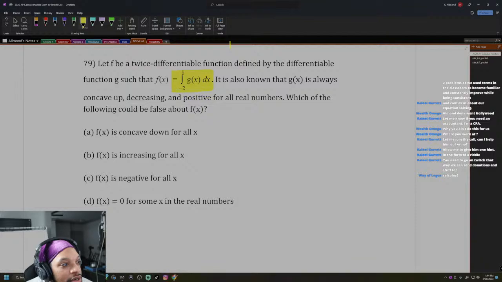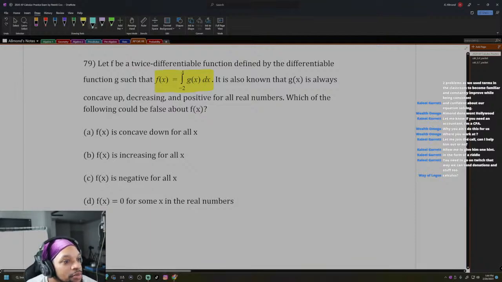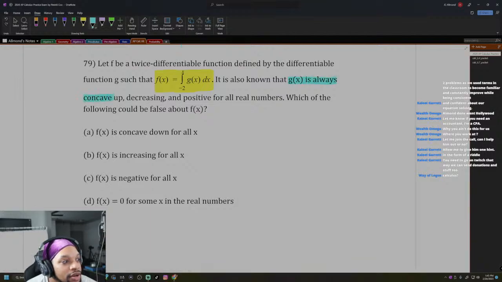This is all you need to know. Well, not all you need to know, but it is also known that g of x is always concave up. Okay, let's just start there.